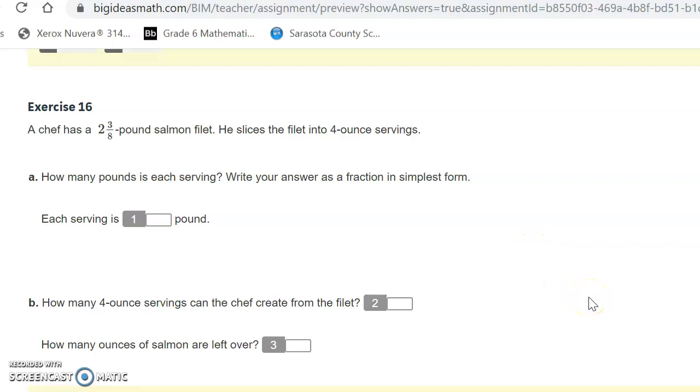Hi, and welcome back. We're working on exercise 16 of the practice test, and a chef has a 2 3/8 pound salmon fillet. He slices that fillet into 4-ounce servings. How many pounds is in each serving? Write your answer as a fraction in simplest form.